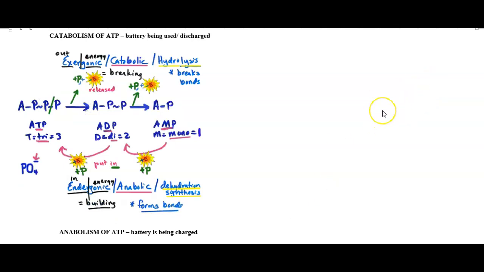So catabolism was the first part, when you're breaking the chemical bonds, you're using the battery, energy is being discharged. And now we're going to recharge the battery, and that is going to be through anabolism. So here, putting energy in, ADP, put energy in, put another phosphate on to make ATP. It requires energy to put them together. So now we have ATP.